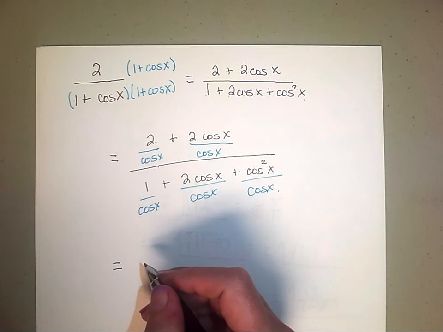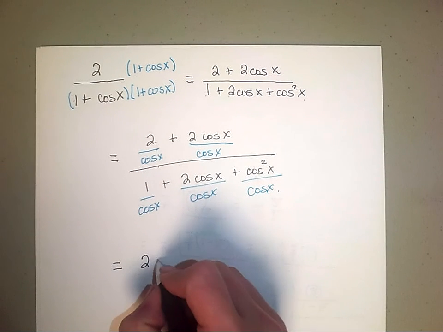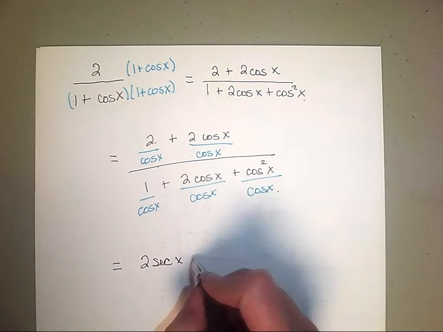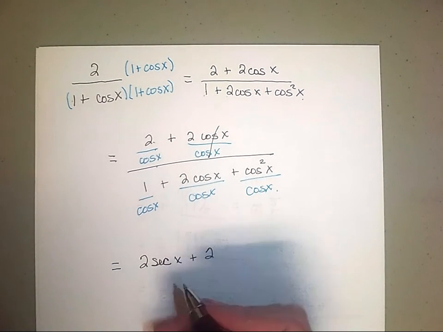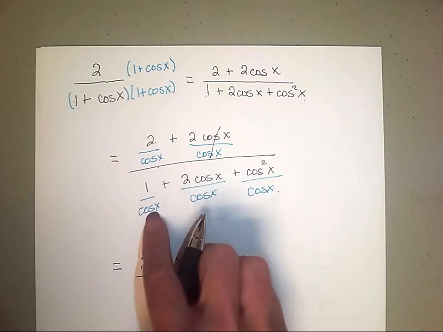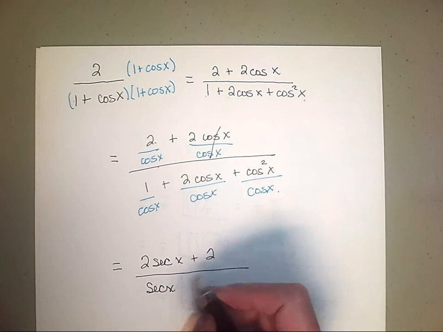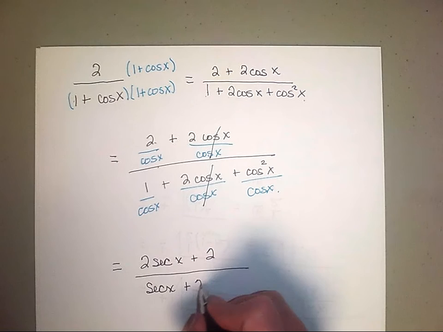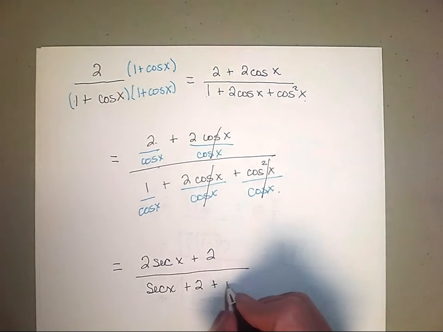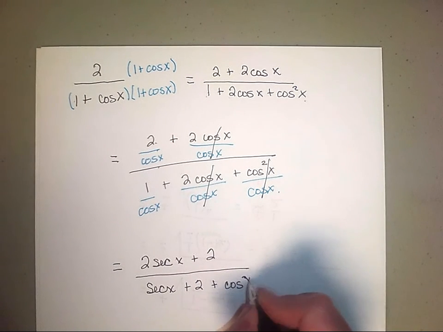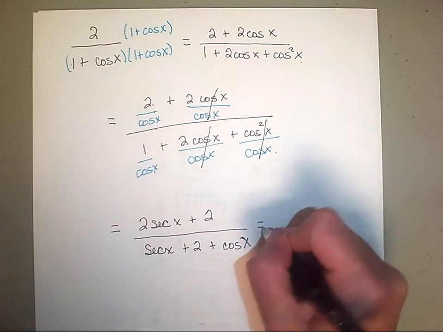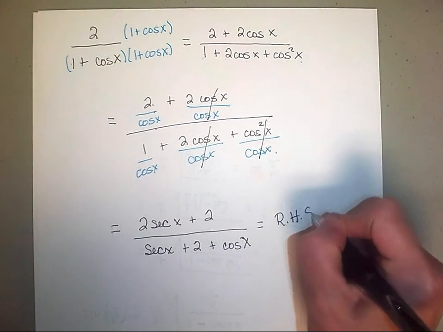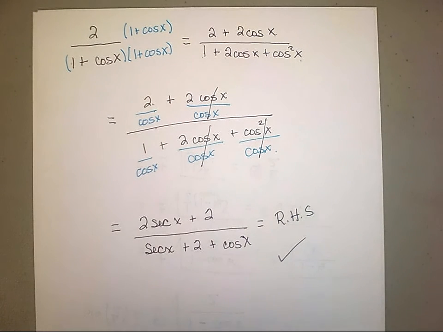Alright, so 2 divided by the cosine of x is the same thing as 2 times the secant of x. Then here, the cosines will cancel, and I'm left with 2. 1 over the cosine of x is the secant of x. Again, the cosines will cancel here, and here I'll be left with 1 cosine of x. And now we've done it. This is our right-hand side, so we have verified the identity.